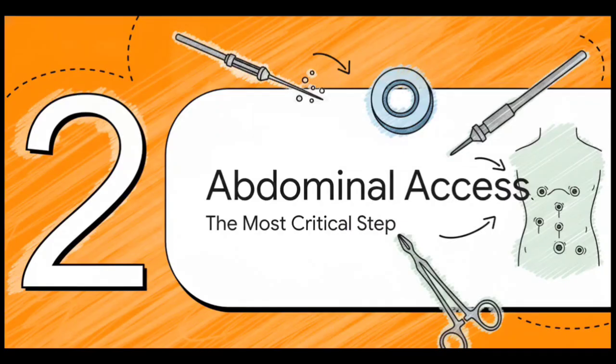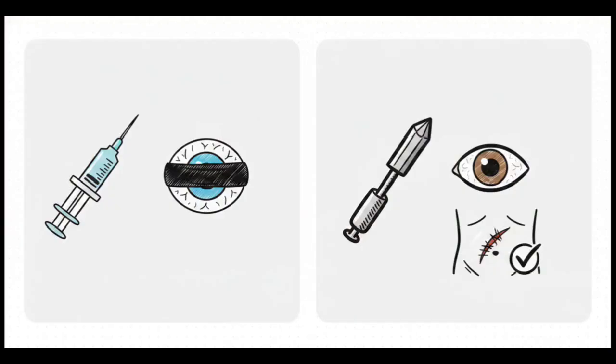Moving on to Module 2, Abdominal Access, the most critical step. Now, we have two primary strategies here. The closed technique utilizes what's called a Veress needle. This is a blind entry using a sharp, spring-loaded needle, which is typically placed at the umbilicus. Contrast that with the open, or Hasson technique. The Hasson uses a blunt obturator and goes in under direct vision.